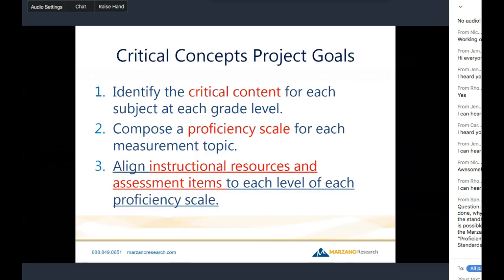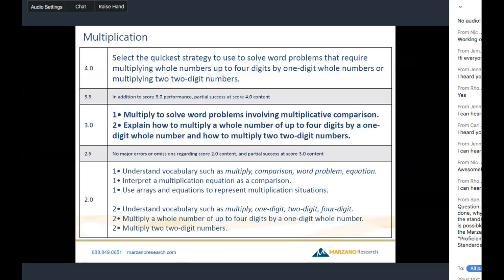All right, we only have a few minutes left together, but I want to talk about our third project goal, which was to align instructional resources and assessment items to each level of each proficiency scale. And this is something that schools and districts can do on their own. I highly recommend that if you're implementing proficiency scales, you take your existing assessment items and your existing instructional resources and you align them to each level of each proficiency scale. You shouldn't need to go out and find new assessment items and new instructional resources. It should just be an alignment task. And here's what that might look like.